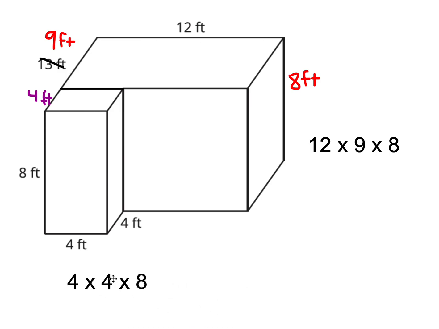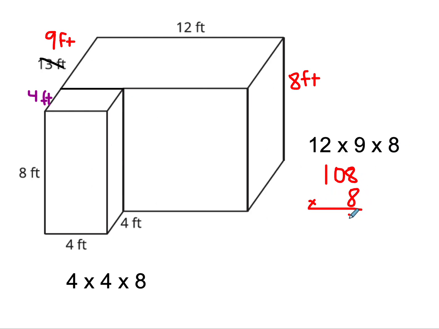And then I'm going to solve for these two volumes separately. So the volume of the larger prism, the volume of the smaller prism, and then combine them to find the total volume of the entire figure, or bedroom in this case. So I know that 12 times 9 is 108 because that's a fact I know from reflex. And I'm going to multiply 108 by 8.